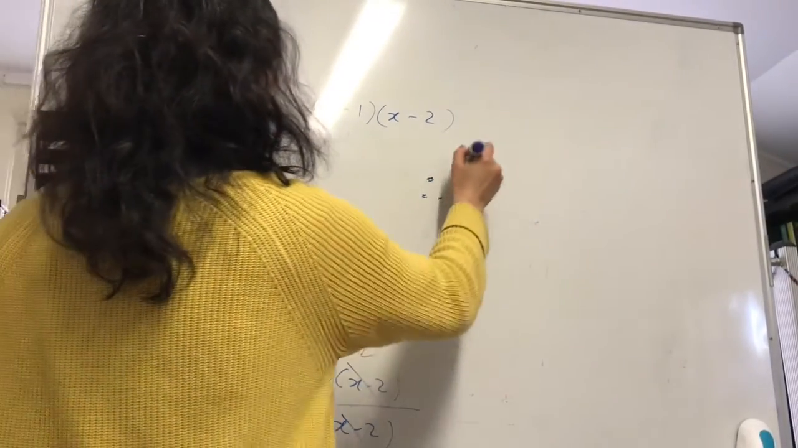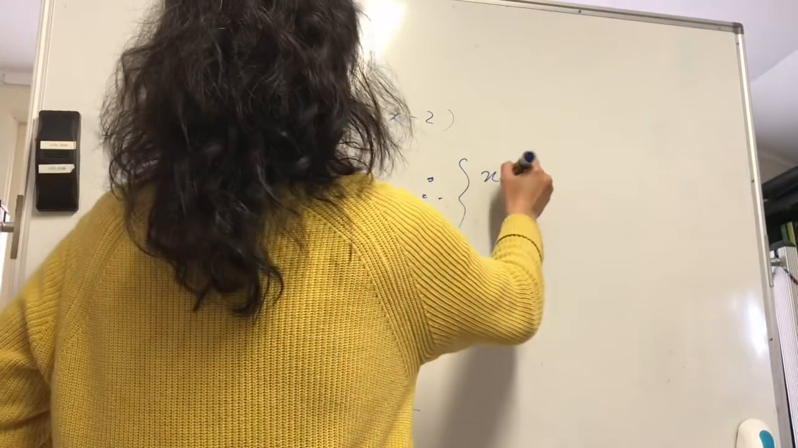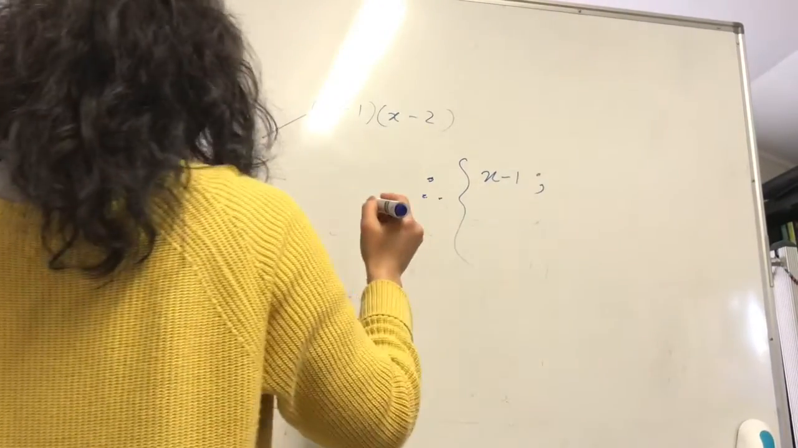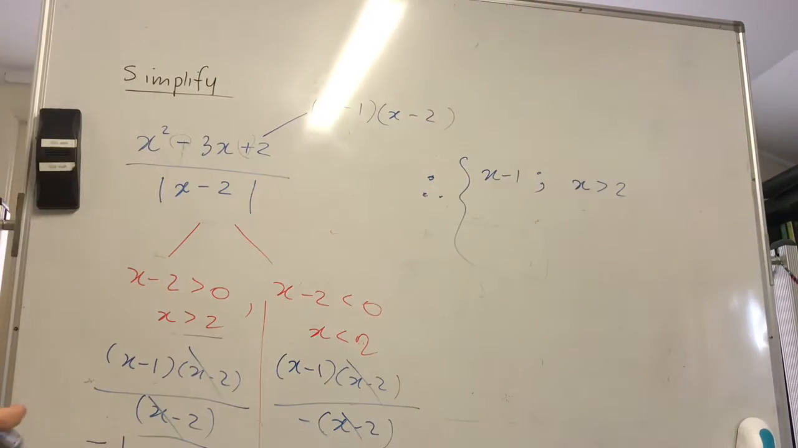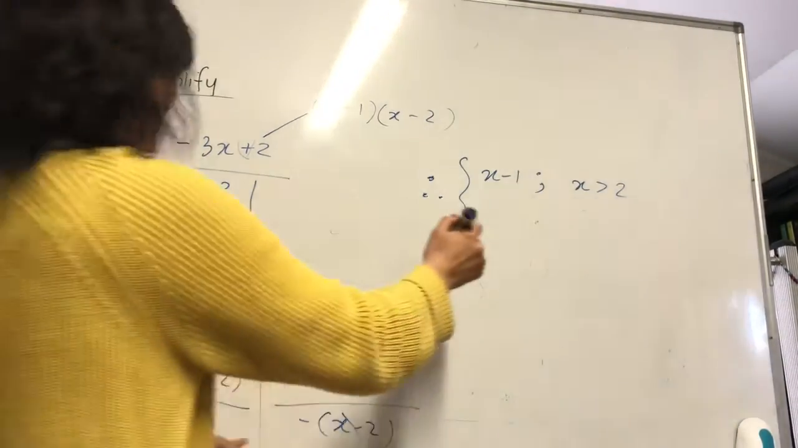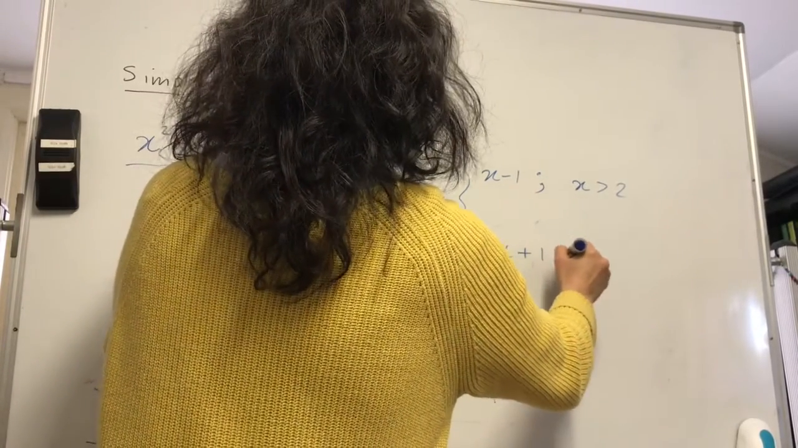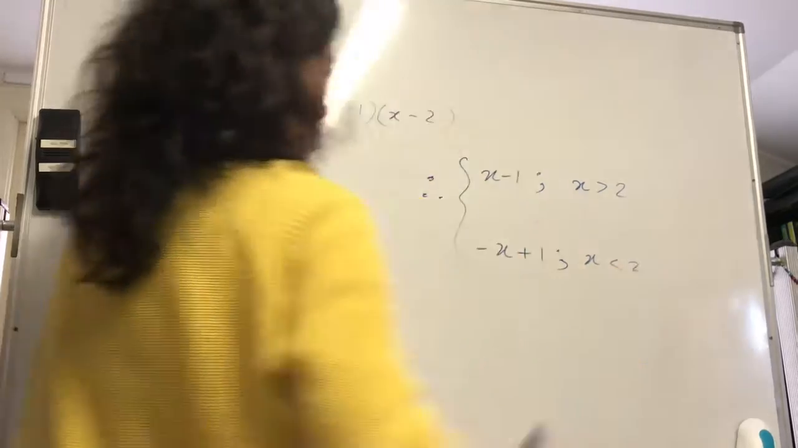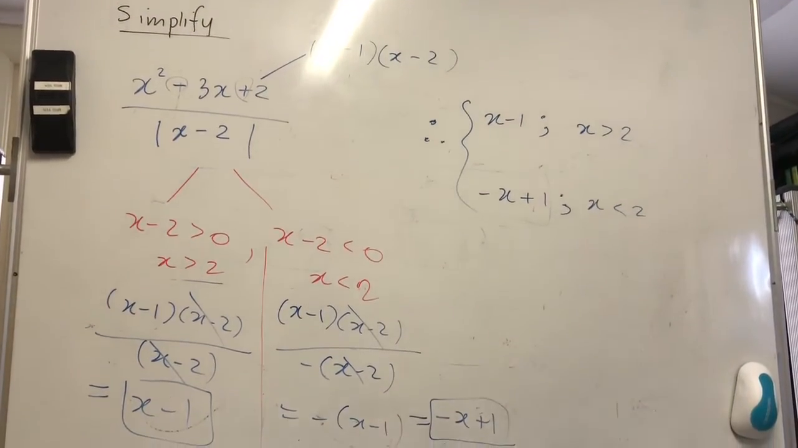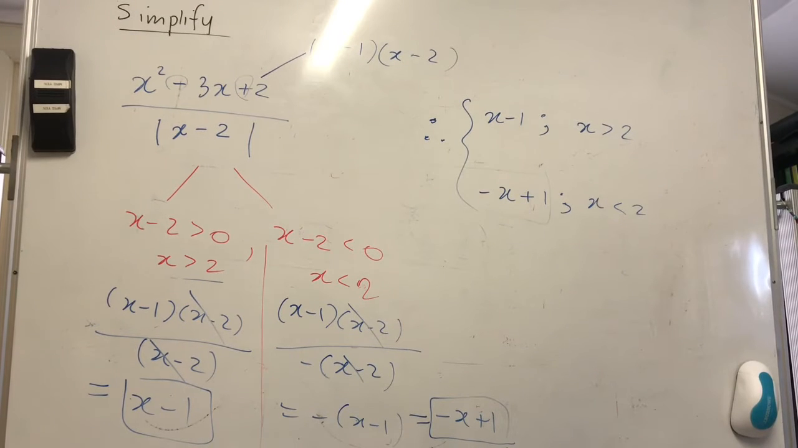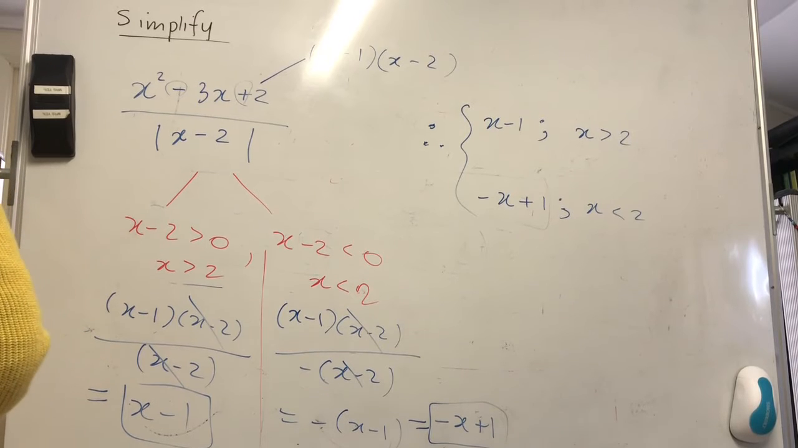So what do I do? Therefore, what's my answer? I will get x minus 1 when x is bigger than 2. Right? And then I will get minus x plus 1 when x is less than 2. That's your answer. Okay? Are we all good? Any questions so far?